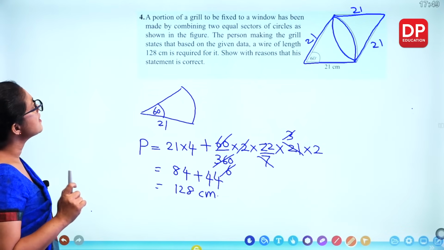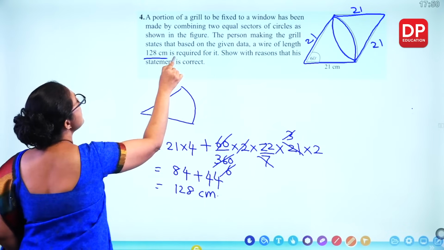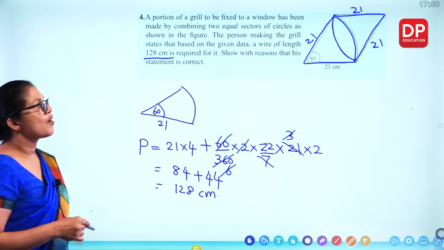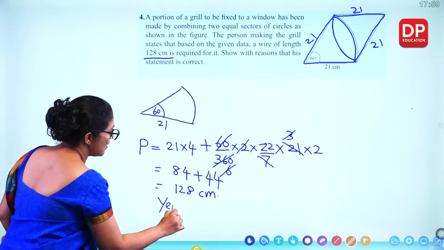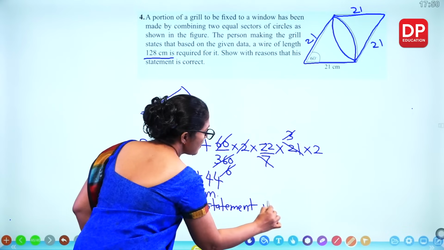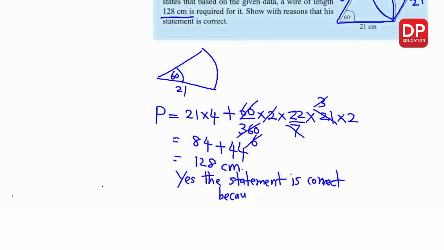So is this statement correct? The person making the grill mentioned that a wire of length 128 is required for it. Yes, because we found out the total perimeter of this figure is 128. So you can write: yes, the statement is correct because the total length of wire is 128 centimeters.